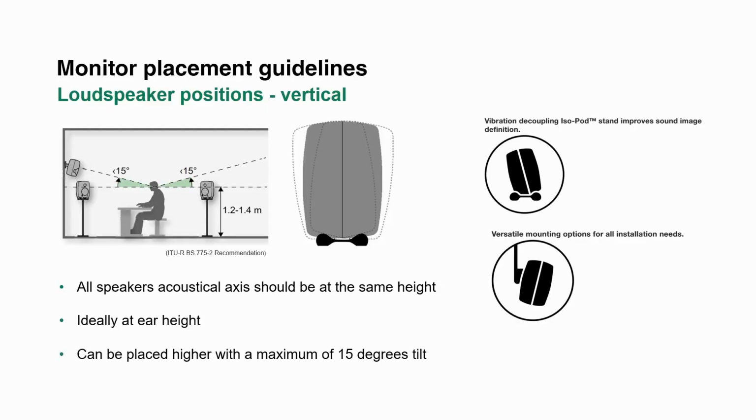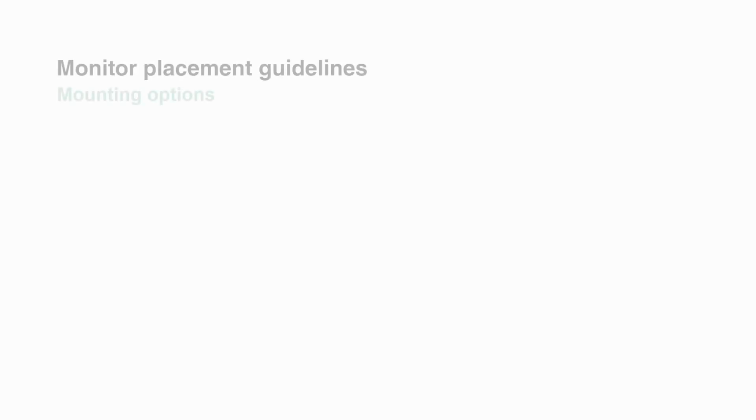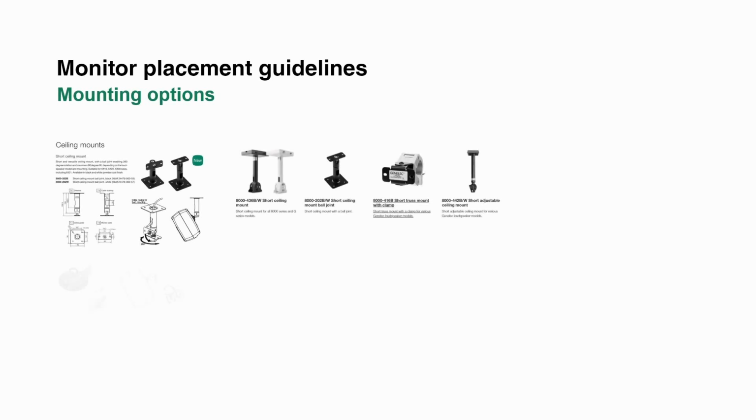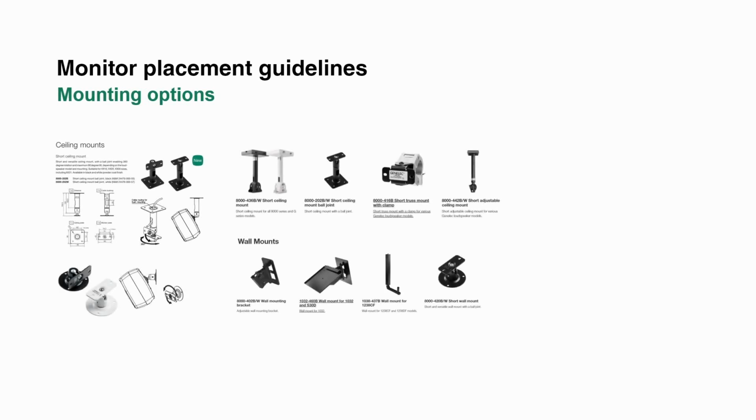Anything greater than that and you start to experience a sensation of height, and this can be confusing, especially if you have height elements in a system. We have a number of mounting options to assist you with this, whether it's options for the desktop, floor stands, or ceiling mounts, to be able to get those monitors within that window of 15 degrees. But ideally, if you can position them at ear height, between 1.2 meters and 1.4 meters, it's a really good starting point.